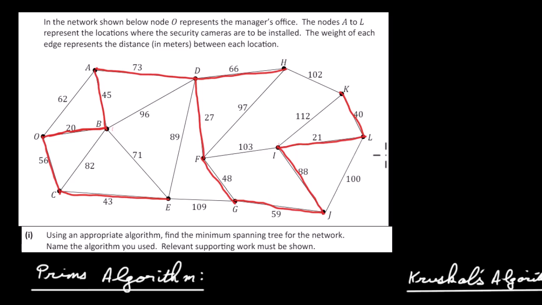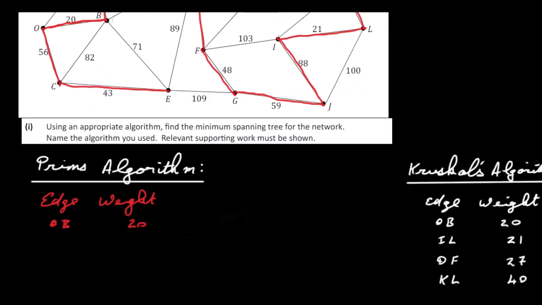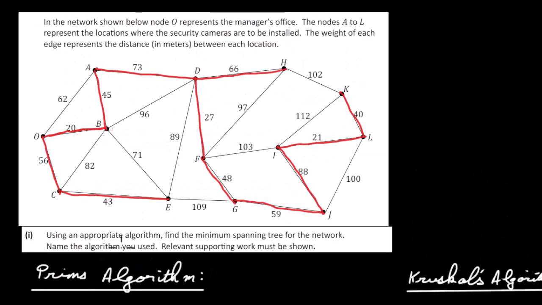Now it says show relevant work down here. What you could do is maybe put in the edges as you go along, so you would put the edge and the weight here as you go along. So the first one we did was OB, so you could put in OB and 20 and so on. I won't write all of them in, but you could maybe do something like that. And that's your minimum spanning tree.